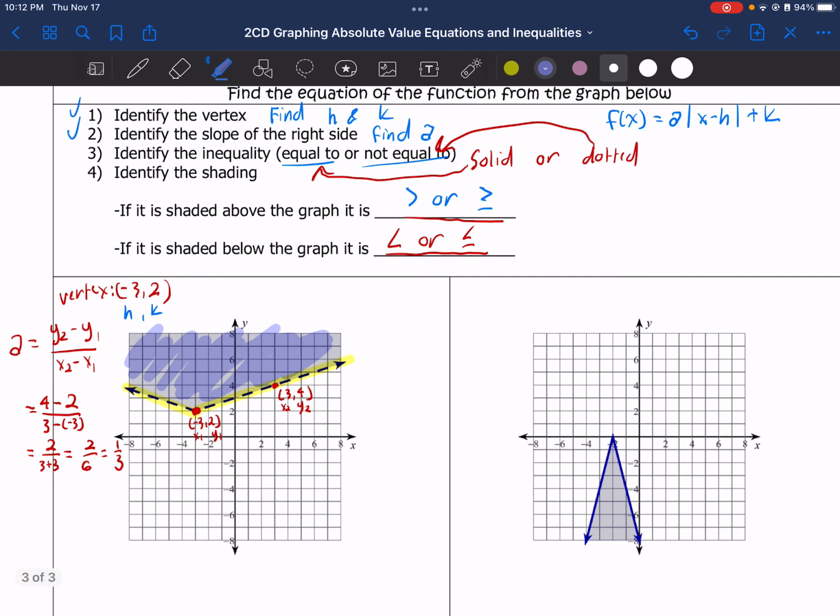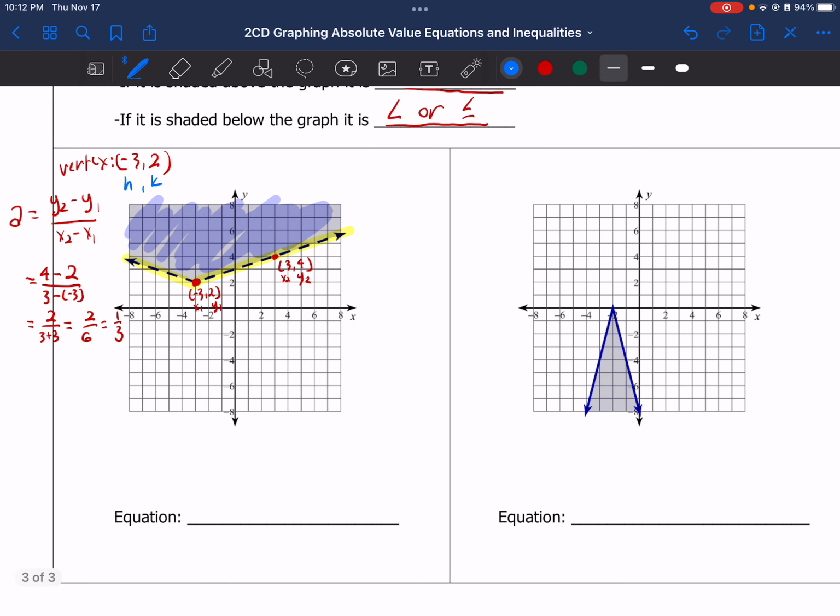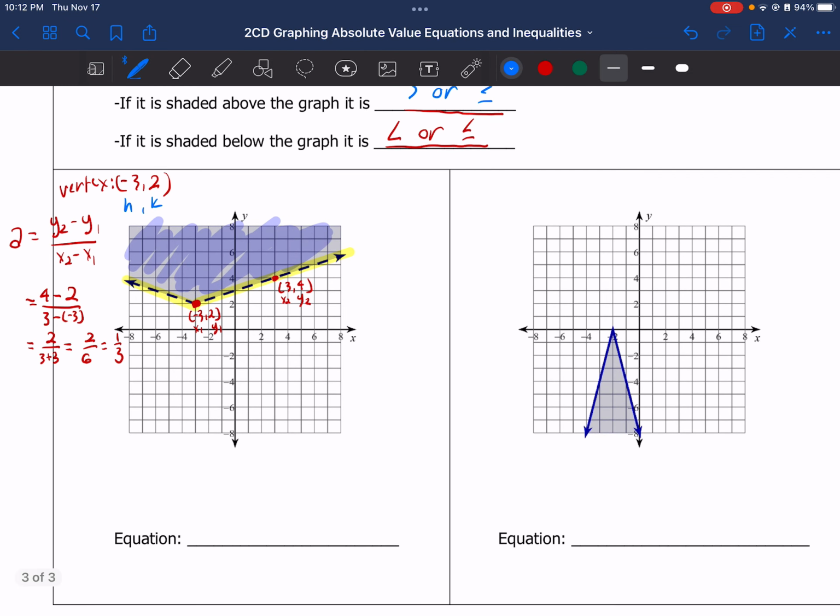Well, we have to figure out whether it's equal to or not equal to. That means whether it's dotted or solid. Since it's dotted, we know it's not equal to, so we only have to look at greater than, or we only have to look at less than. To determine whether it's greater than or less than, we see that we have shading above our graph, meaning that we are going to use a greater than. We are not going to use less than, excuse me.